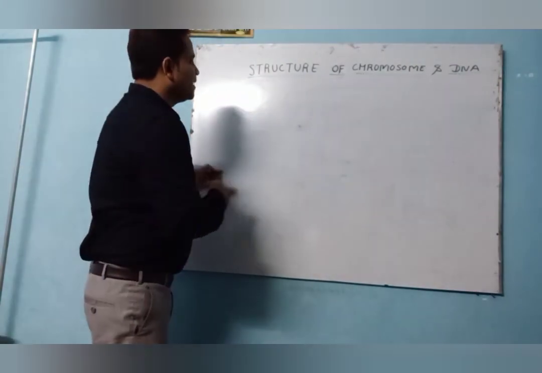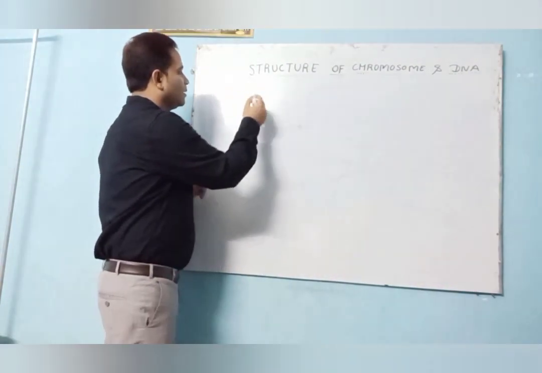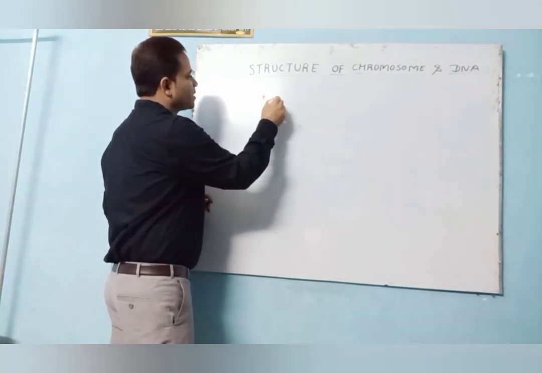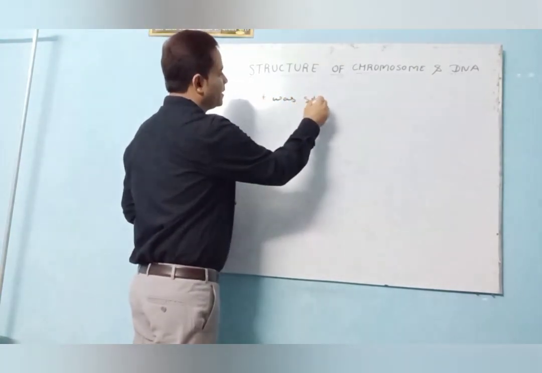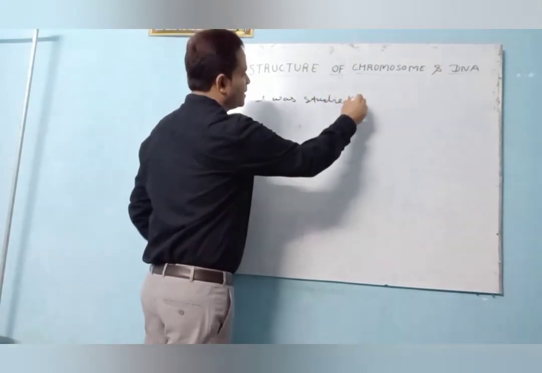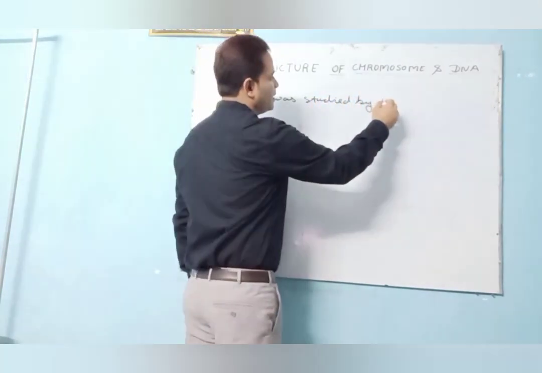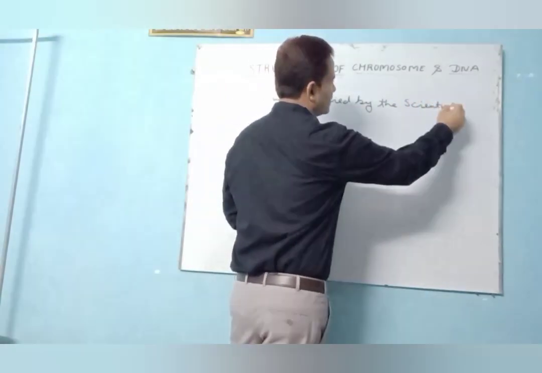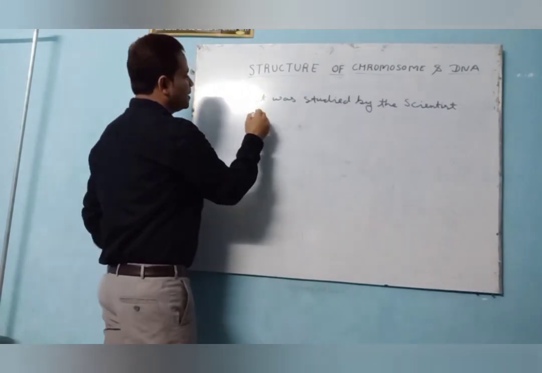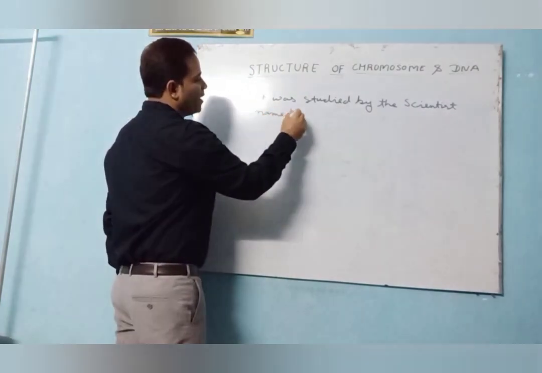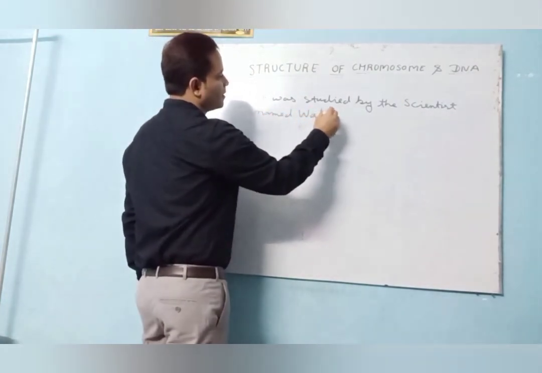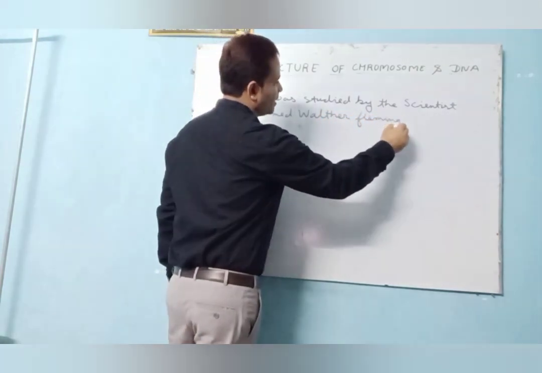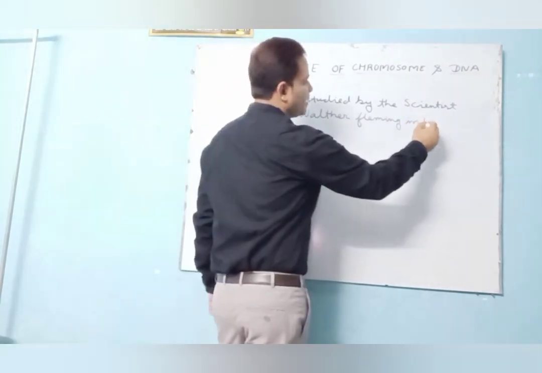So see here, the structure of chromosome was studied by the scientist named Walter Fleming in 1882.